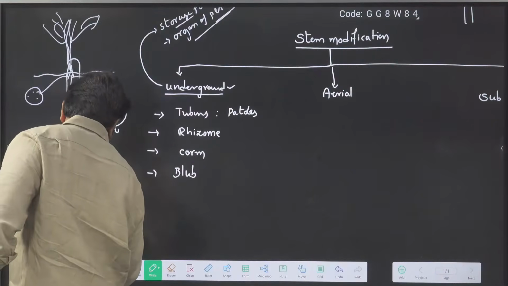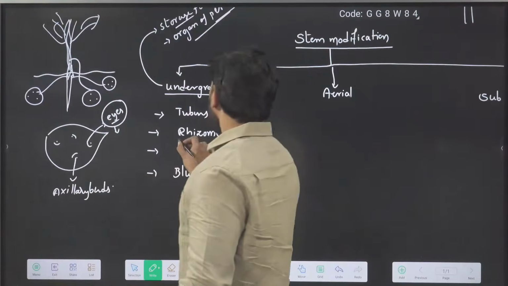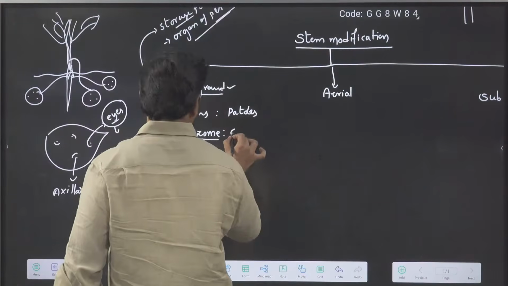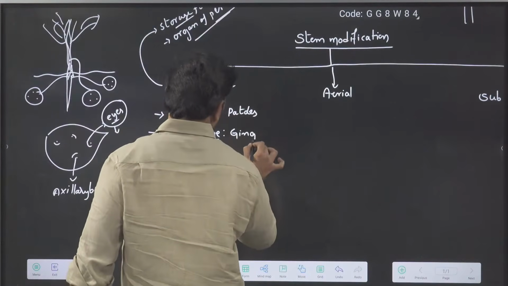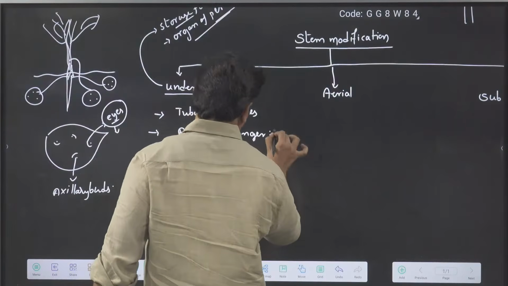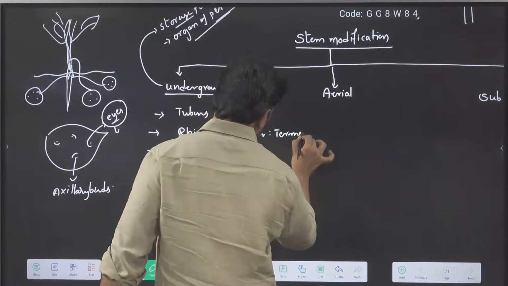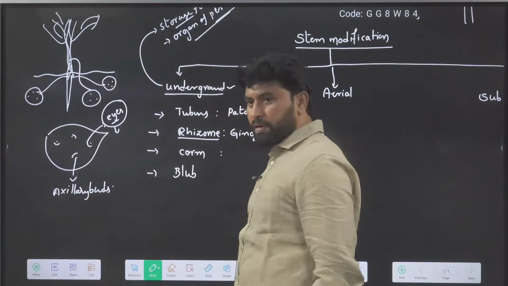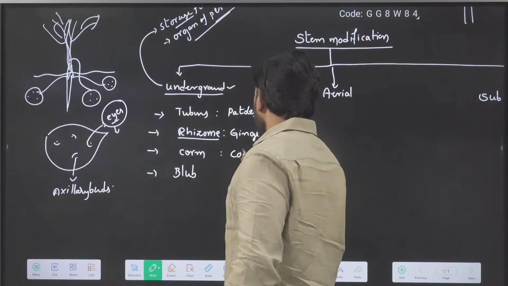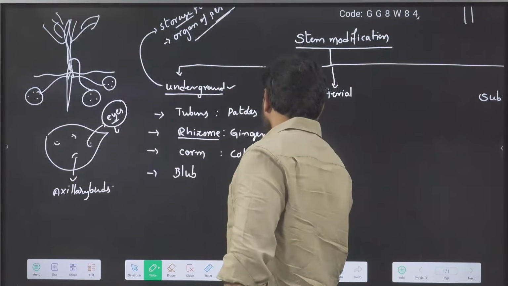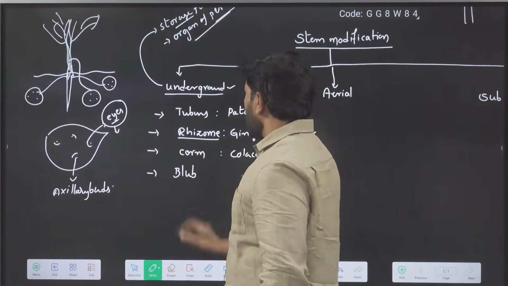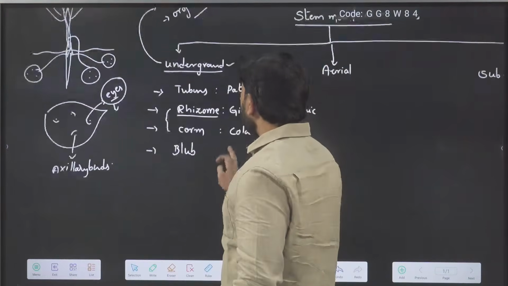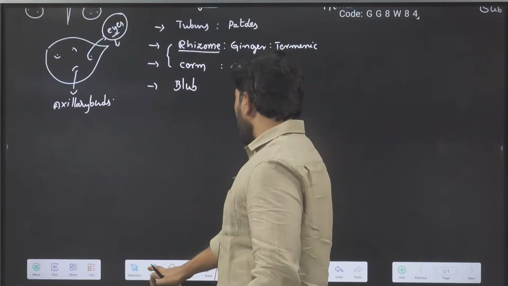Axillary buds. Is it okay? Then rhizome. The best examples of the rhizome: ginger and turmeric, and corm. The best example of the corm is colocasia. These two are also underground stems, but what is the major difference between a rhizome and a corm?